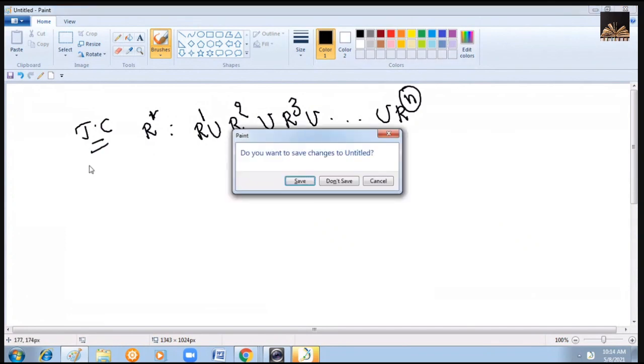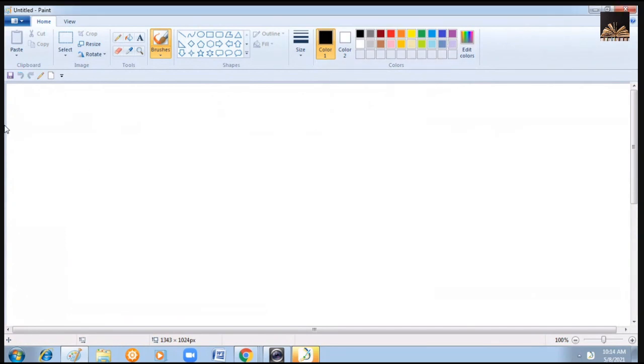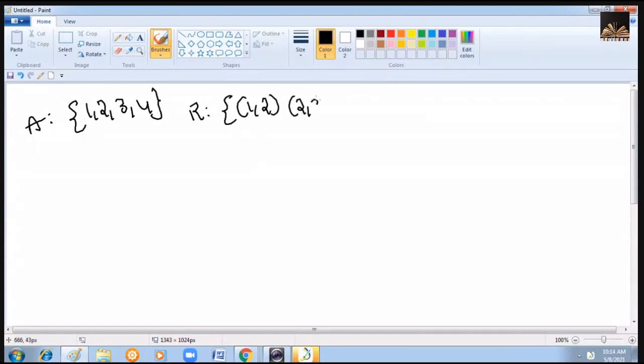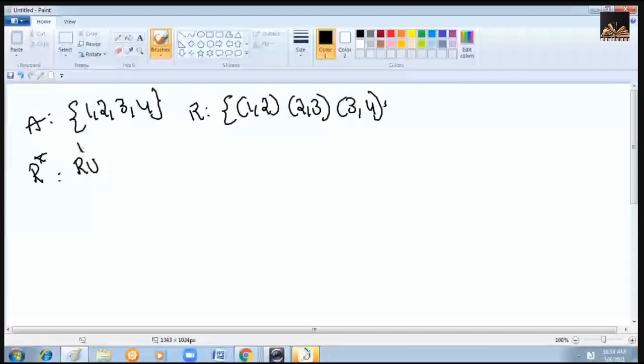Consider a set A which contains the elements 1, 2, 3, 4, and a relation is given as (1, 2), (2, 3), (3, 4). Now find the transitive closure. So the transitive closure is R union R power 2 union R power 3 union, and so on up to R power n, where n is the number of elements.